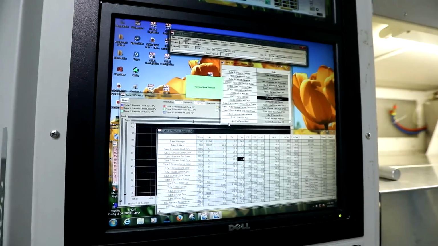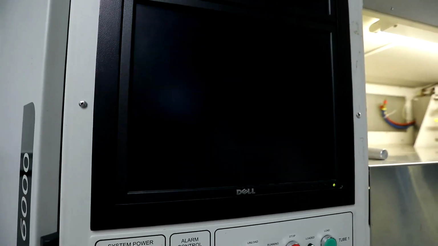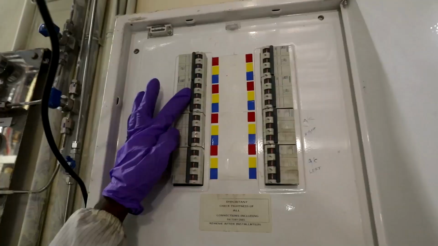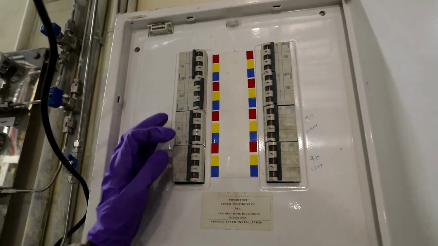Exit all the windows. Shut down the PC. Switch off the power supply. Close all the gas valves. Switch off the chiller and water pump.